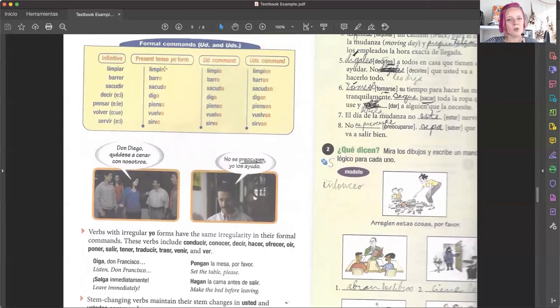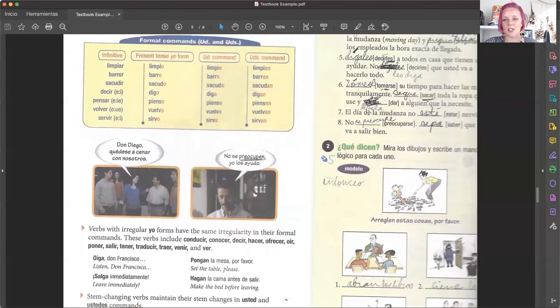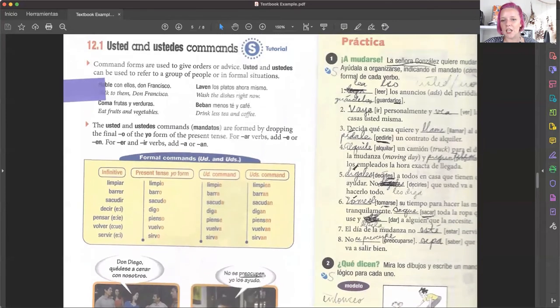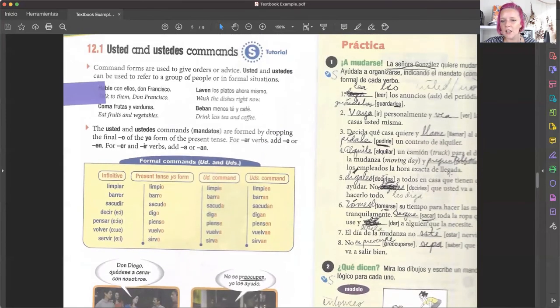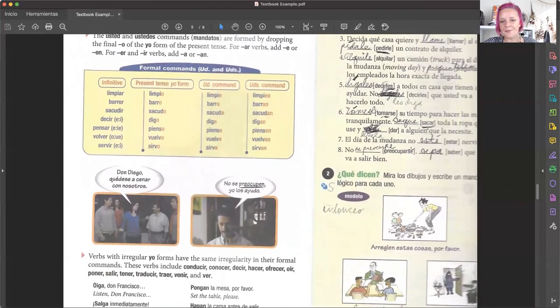What I did think was cool about this is that they gave you the examples of the infinitive, the yo form, and then what it turned into. But this did not help me when it came to the practice. It did not, because you'll see if you look in here, there's a lot of, like, I made a lot of mistakes in here as we were going over this in class, a lot.